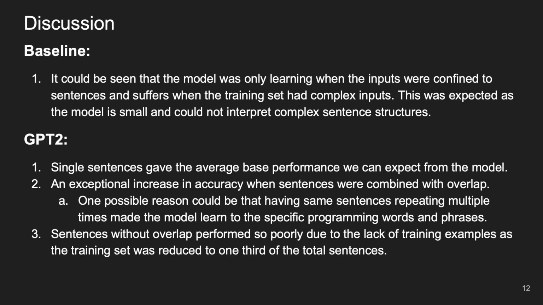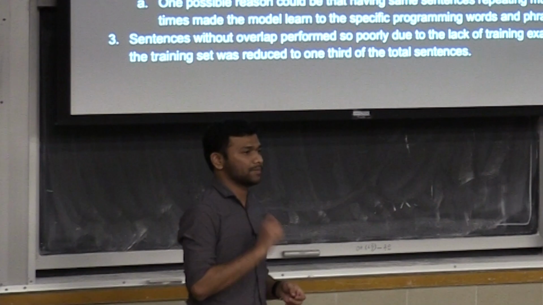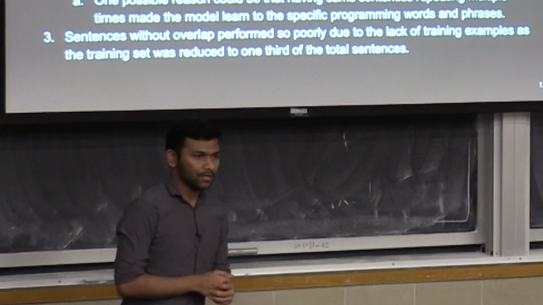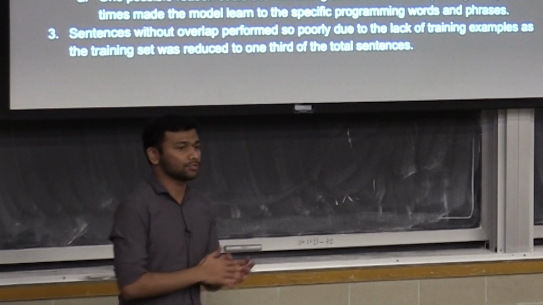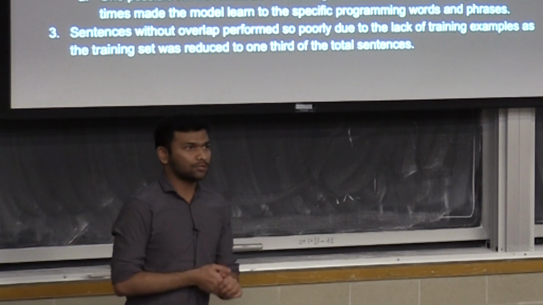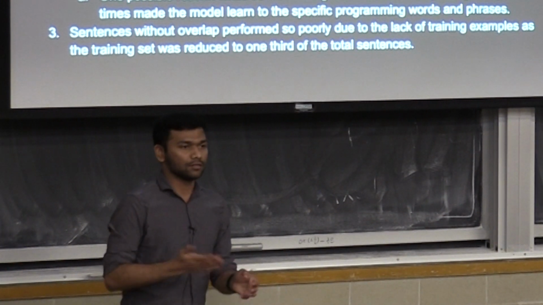One possible reason for this behavior could be that as the sentences were repeating themselves, the model was able to recognize patterns and learn specific programming words and phrases. The GPT-2 model performed worst when there was no overlap, possibly due to the training data being reduced to 1/3 of its original size.